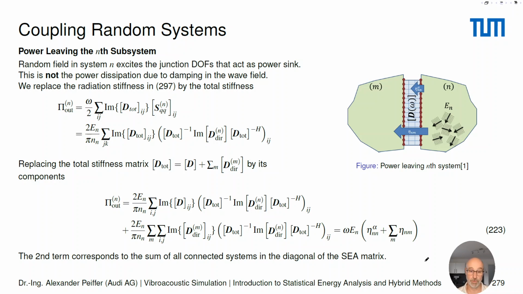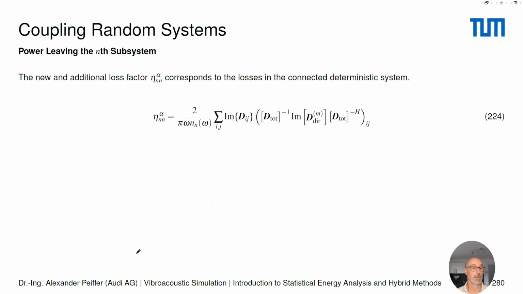This is something very good and new, because in classical SEA, the junction cannot consume energy. Here in the hybrid formulation, we have a loss term of all the energy that is dissipated in the junction itself. Good. So as mentioned, this is the additional factor eta and n alpha, which is connected to the losses in the deterministic systems. And this is clear, it's the imaginary part of the stiffness matrix of our system.